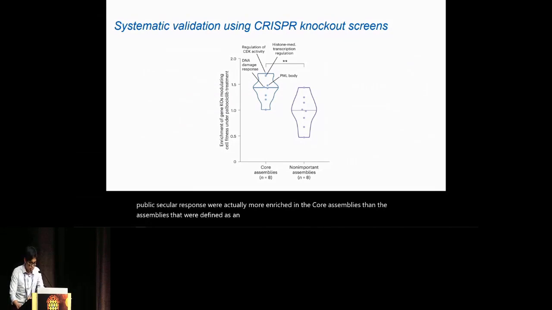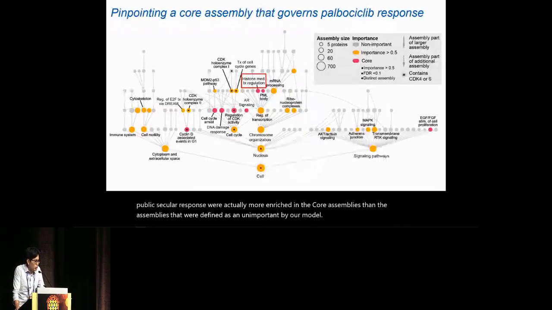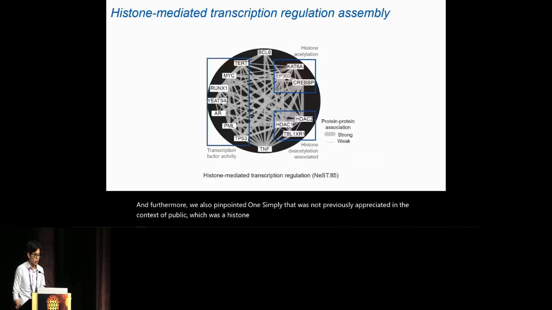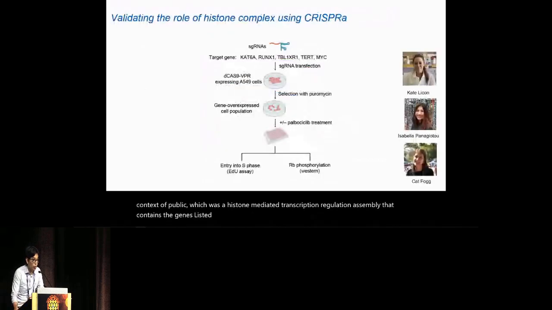by our model. And furthermore, we also pinpointed one assembly that was not previously appreciated in the context of palbociclib, which was a histone-mediated transcription regulation assembly that contains the genes listed here. And the wonderful crew in the lab carried out CRISPR-A experiments where they overexpress genes in this complex and then see whether the overexpression actually leads to drug resistance.